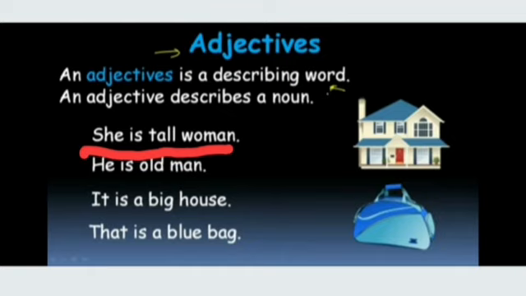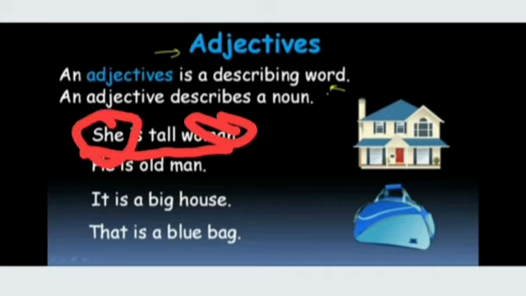So the first one is what? She is a tall woman. Okay. So here you can see, woman is a naming word, noun. Or she is a pronoun. Yes. She is a tall woman. So here tall. Tall is an adjective. So what does the word tall do to the noun or pronoun? How does it describe?